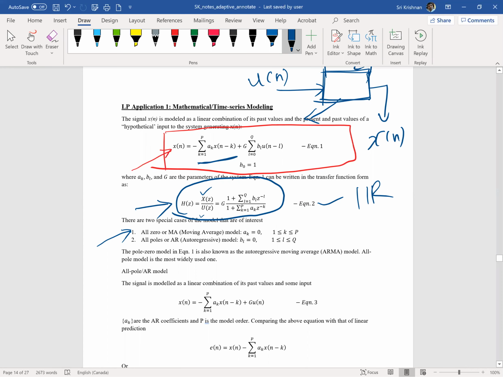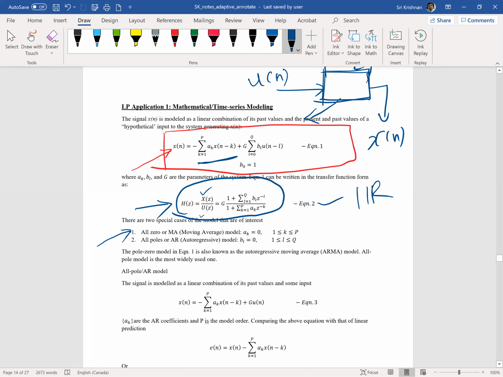That all-zero model is also known as a moving average model. When the denominator is just 1, in other words, your a's are 0 and you have only 1, then you have only the numerator polynomial, you have zeros, and that's called the moving average system. We know from our earlier discussion, it's similar to an FIR system, a finite impulse response system. You just have the numerator, there's no denominator, you have only zeros in the system, and you don't have to worry about stability. That's the important point here.